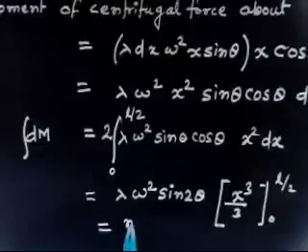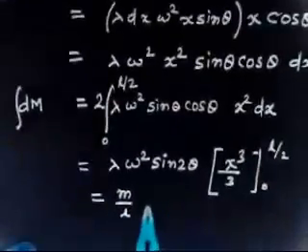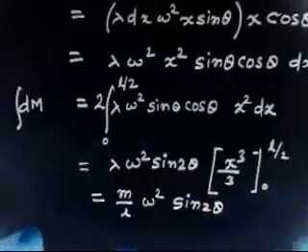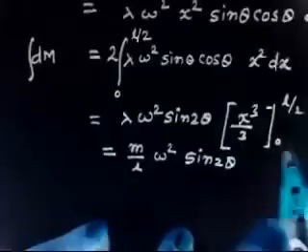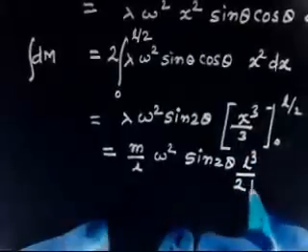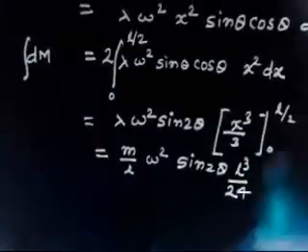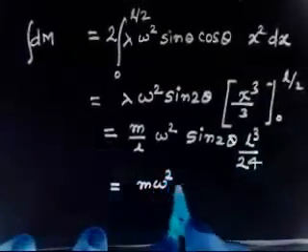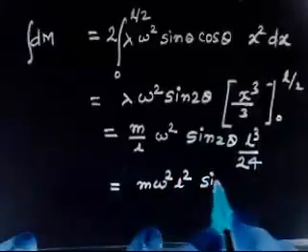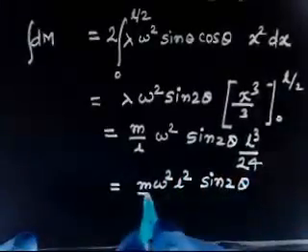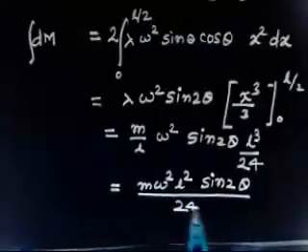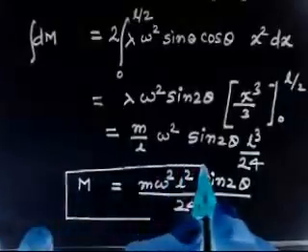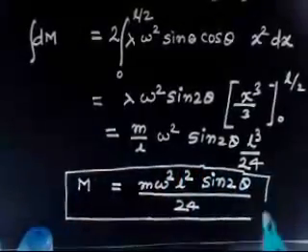Lambda is m by L, omega square sin 2 theta, and x cube gives L cube by 8, and 8 into 3 is 24, so L cube by 24. L cancels, so we will have L square only. So we will have m omega square L square sin 2 theta divided by 24. This is the total moment of centrifugal force we will have.